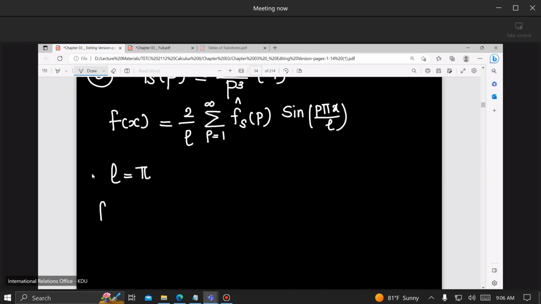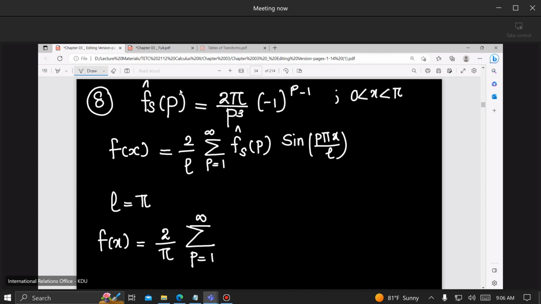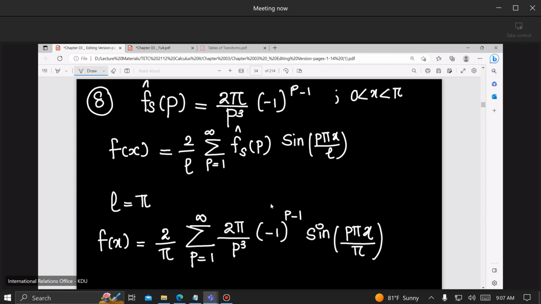So we can write our f of x is equal to 2 over 5, summation p equals 1 to infinity, f hat s of p. f hat s of p means this entire expression. So 2 pi over p to the power 3, times minus 1 to the power p minus 1, and then sine of p pi x over 5. So here we can see that we can cancel this 5 with this 5.